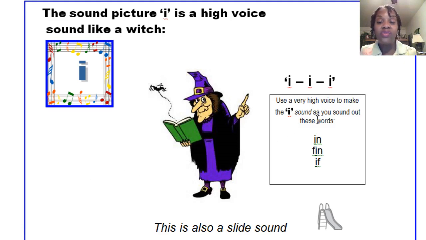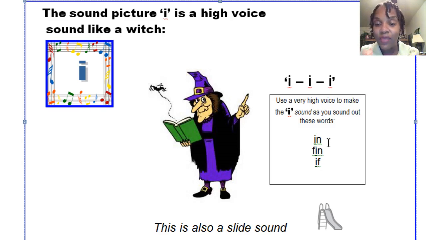So we're going to use a very high voice to make this sound when we read these words, right? So watch me and listen first, right? In, fin, if. All right. So remember, this sound picture is a witch sound.